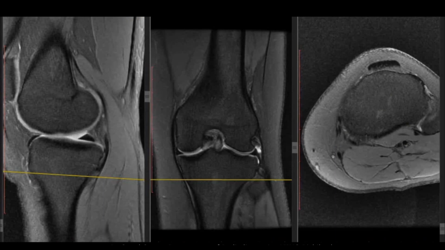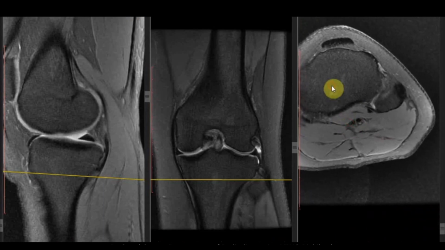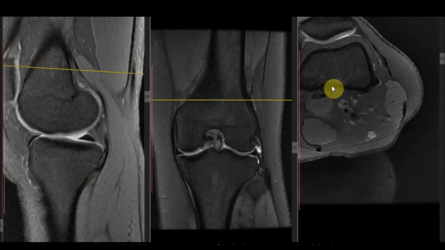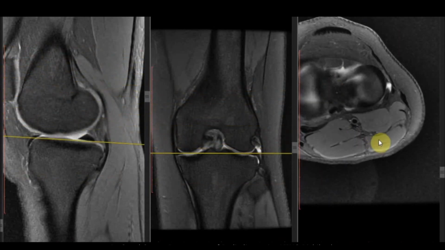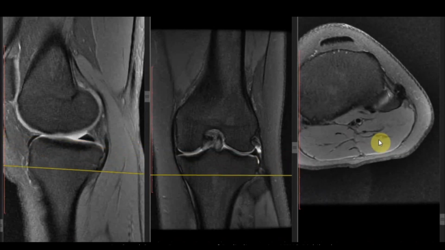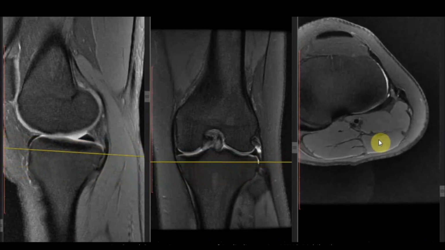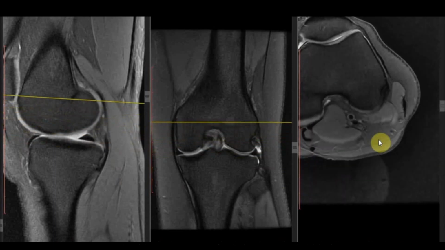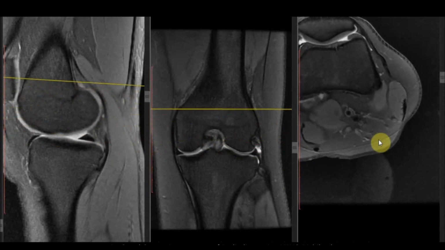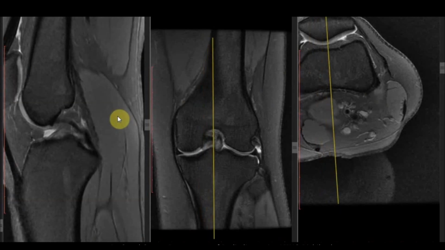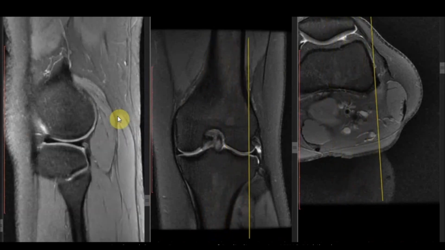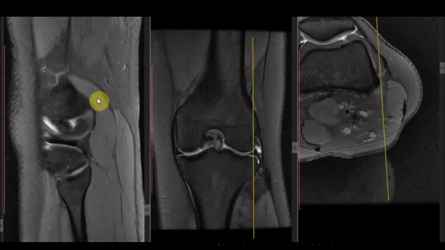Now coming to the lateral sided tendons. We have the lateral head of gastrocnemius. So this is the lateral head of gastrocnemius, and it is getting its origin from the posterolateral femoral metaphysis. So here it is taking origin from. You can see that in the sagittal plane. This is the lateral head of gastrocnemius, which is taking its origin from the femur.